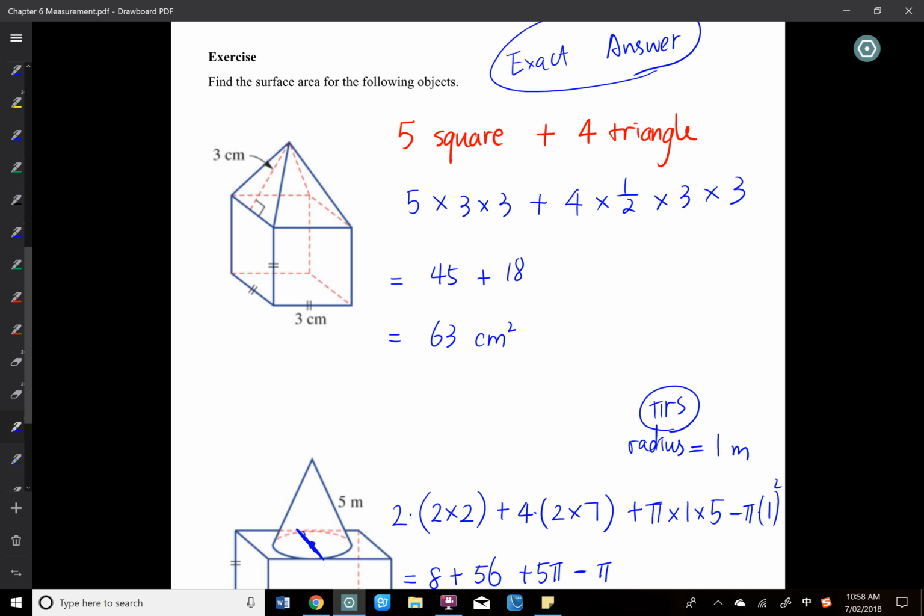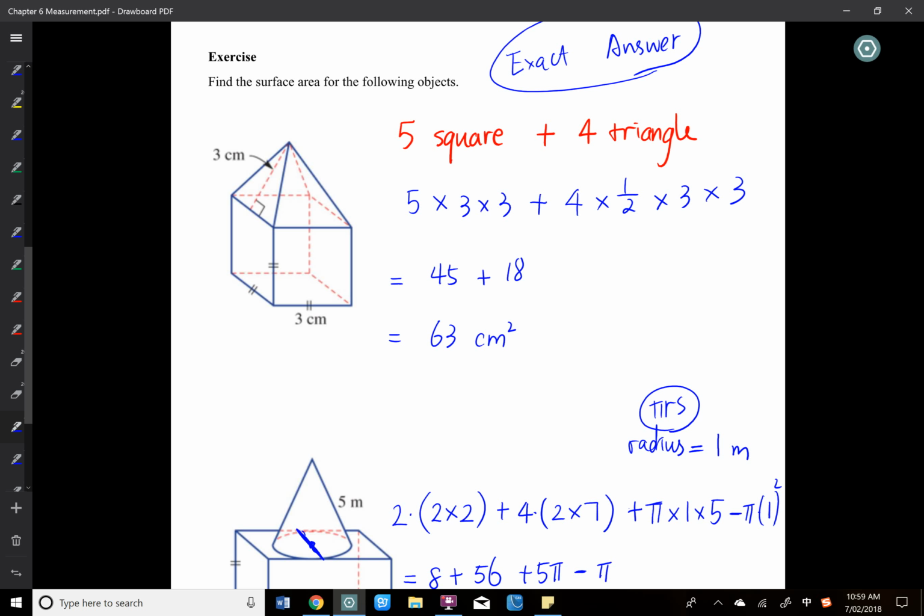So the first one is quite easy because we have a cuboid at the bottom. So 3, 3, 3. So we can find the surface area, 5 squares. Okay, we have 5 squares there. So use 5 times 3 times 3. That's the bottom. And then we can see 4 identical triangles there. All of these 4 triangles have base 3 and height 3. So it's 4 times a half, 3 times 3.